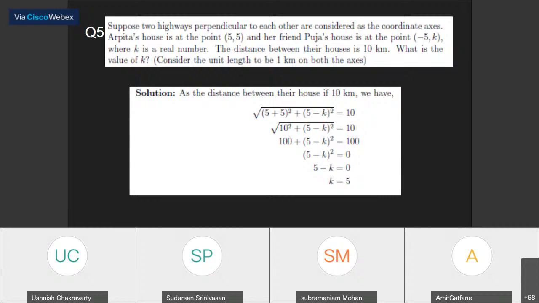The only way that is going to happen is if 5 minus k is 0, because it's a square term, so the term inside the bracket has to be 0. So k has to be equal to 5. That's the one permissible value you get. So even otherwise, we can do this with a logical approach, is it? Yeah, you can do that. Because from 5 comma 5, the only possibility for the point to be 10 kilometers away is on a line parallel to the x-axis. So naturally, it should be minus 5 comma 5.